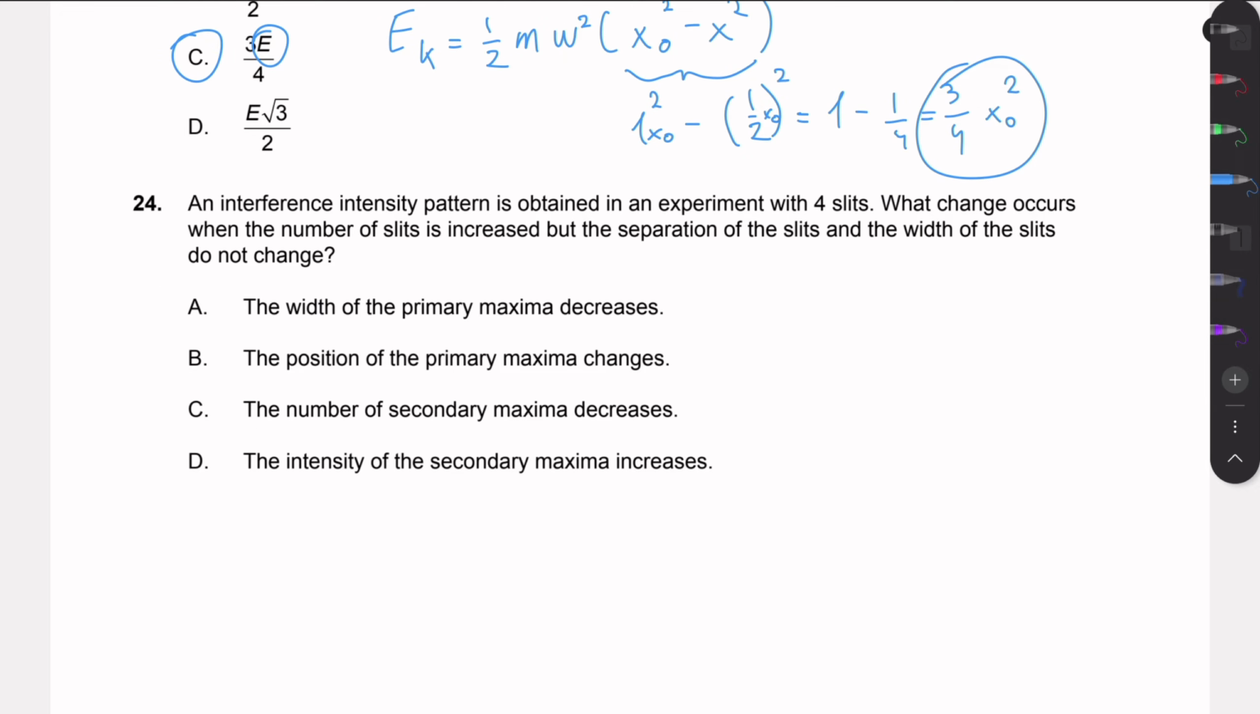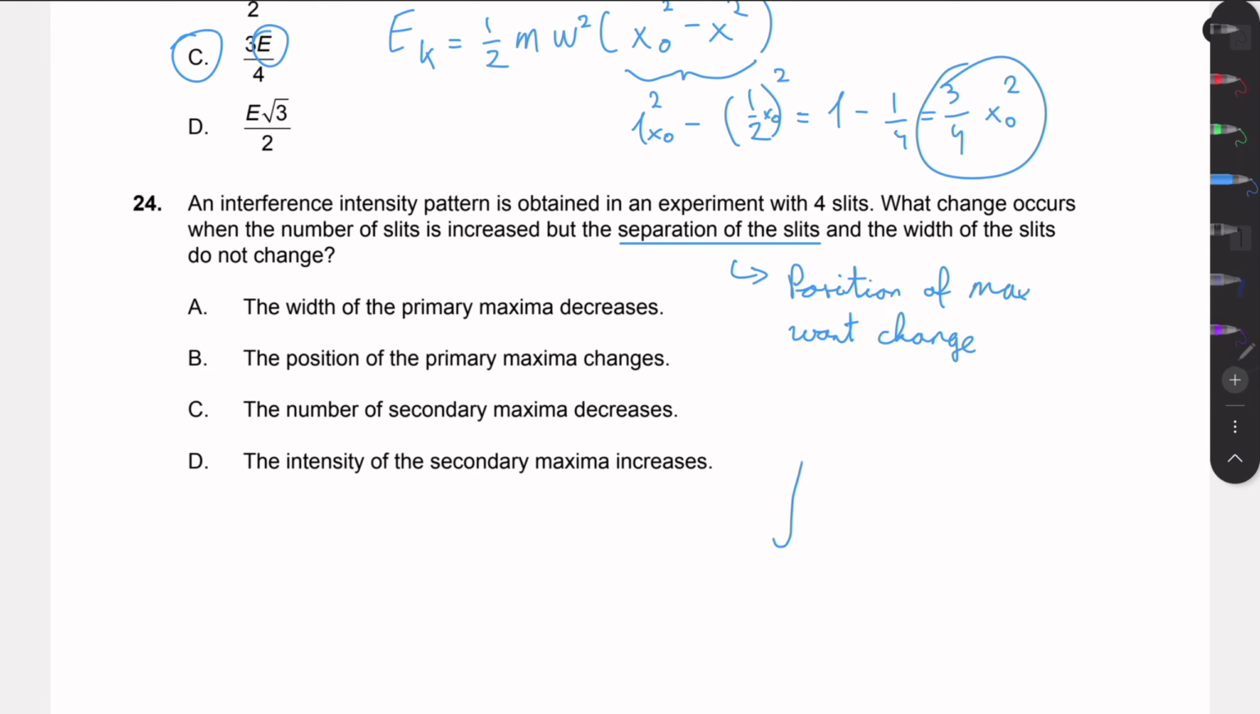Here we're given an interference intensity pattern from 4 slits. What change occurs when the number of slits is increased, but the separation of the slits and the width of the slits does not change? If the separation of the slits doesn't change, then the positions of the maxima won't change. So that's something we can just remember. And if we increase the slits, we're going to have sharper maxima.